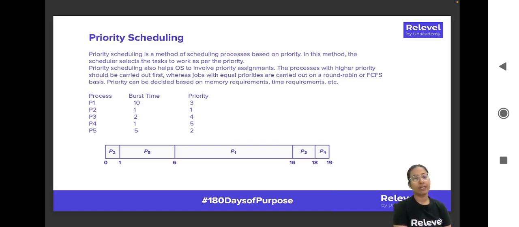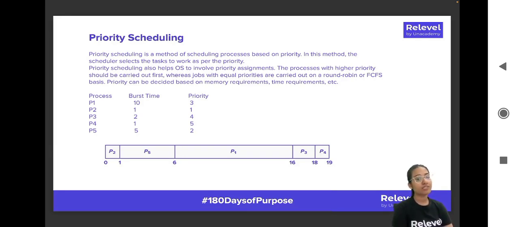Priority scheduling is a method of scheduling processes based on priority. In this method, the scheduler selects the tasks to work as per the priority. Priority scheduling also helps the operating systems to involve priority assignments. The processes with higher priority should be carried out first, whereas jobs with equal priorities are carried out either on a round robin or a first come first serve basis.